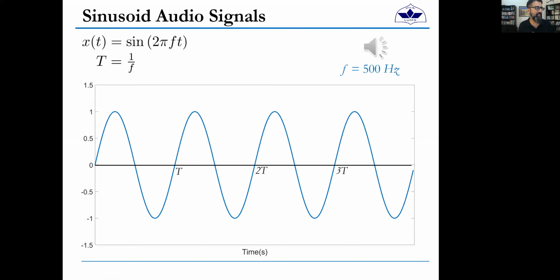So it's 5 seconds of a sinusoid which repeats itself after every 2 milliseconds. And it is a tone. This is called a tone in audio terminology. It's a flat tone.